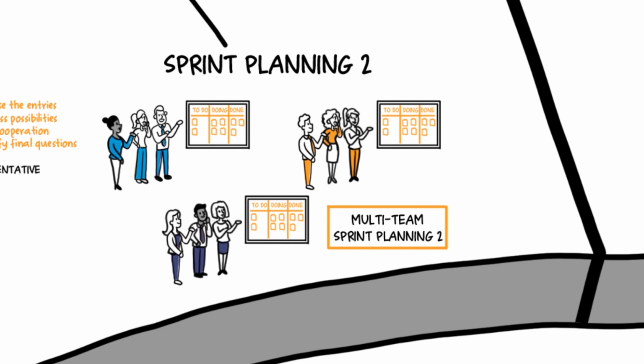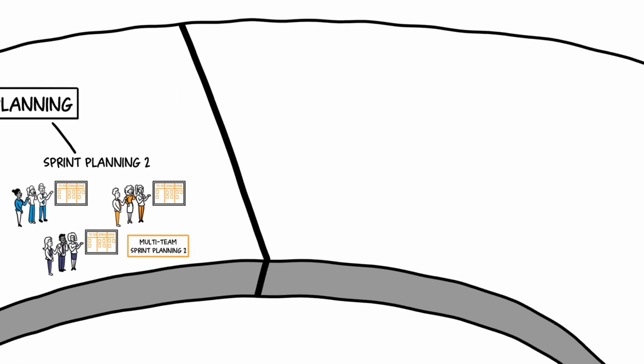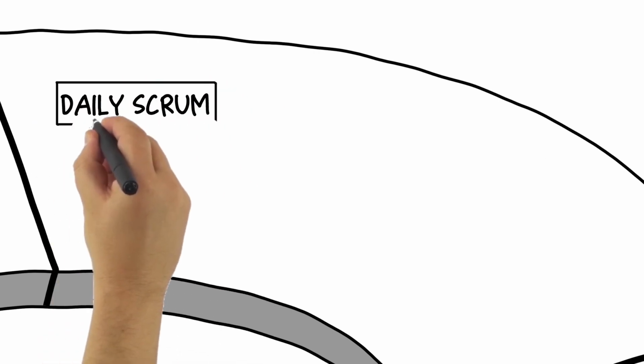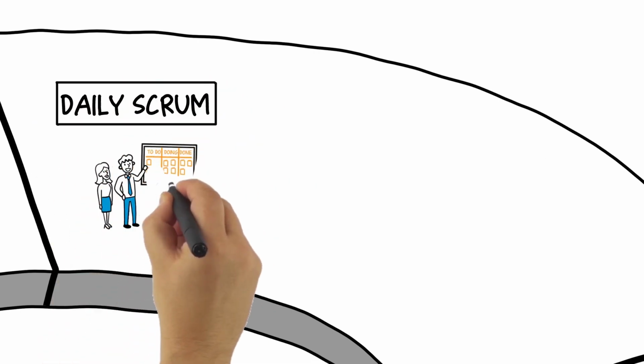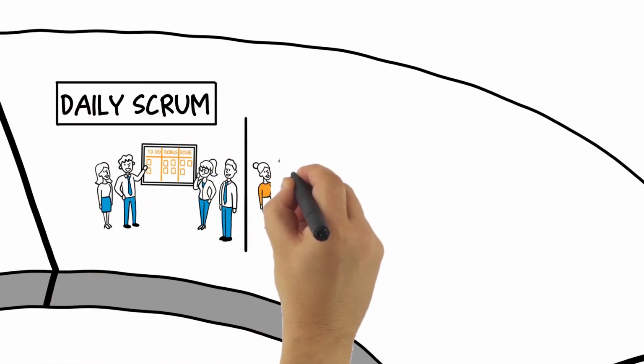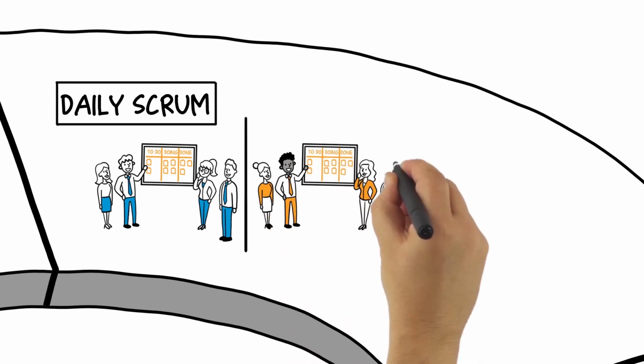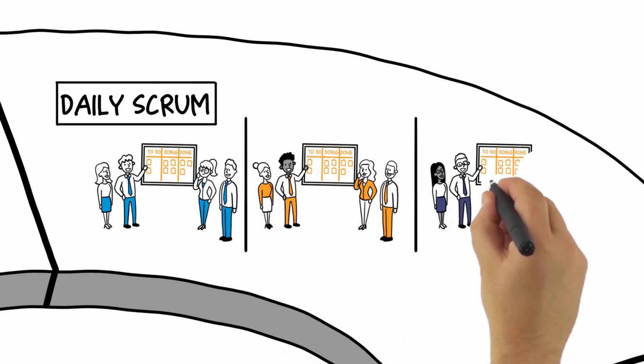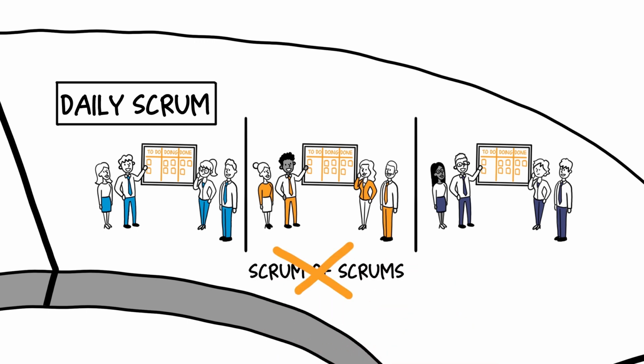Every day during the sprint, each team has a meeting called the Daily Scrum, where they coordinate what needs to happen next to complete the items in the sprint. LeSS discourages the concept of Scrum of Scrums, where representatives have a daily scrum, as it prefers decentralized and informal communication that is owned and coordinated by the teams.